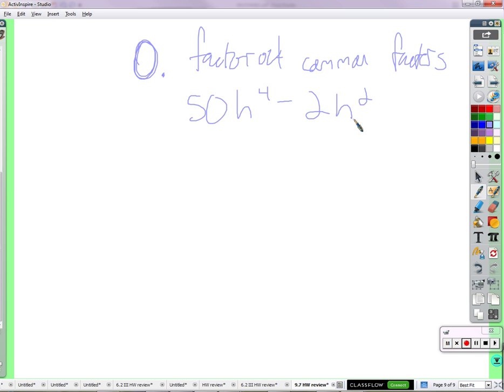what do they both have in common? H squared. Anything else? Two. So the factor is 2h squared. So 25h squared minus what? 2h squared times this will be negative 2h squared, negative 1. So always, step 0, of utmost importance, factor out everything they have in common.